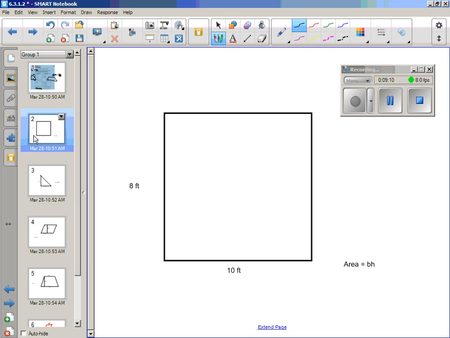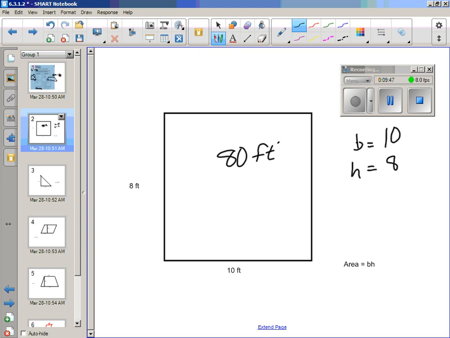Who knows the area for this? Go ahead. What's that? I'll give you a hint. Area is equal to base times height. What does base equal? What is the base? Base is 10. What is the height? So there we go. Now, we need to be a little more specific. It's not just 80. It's 80 what?